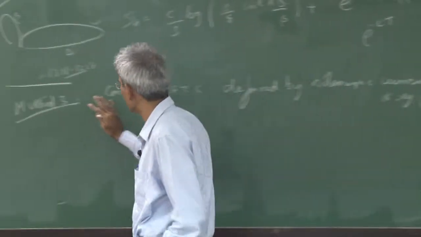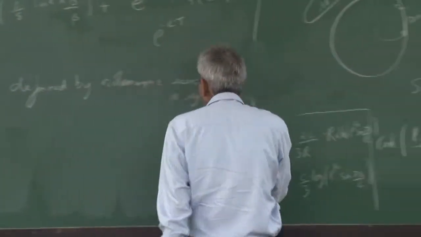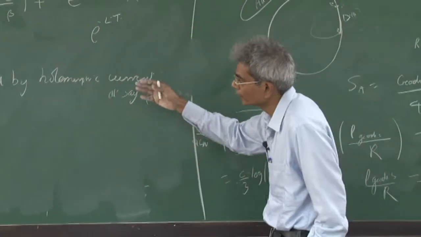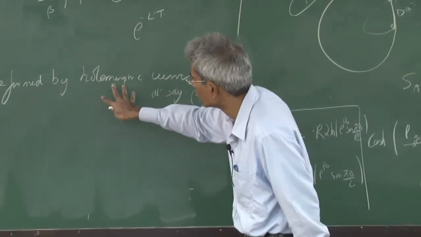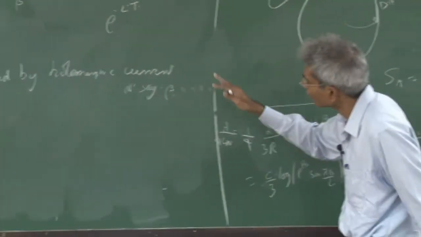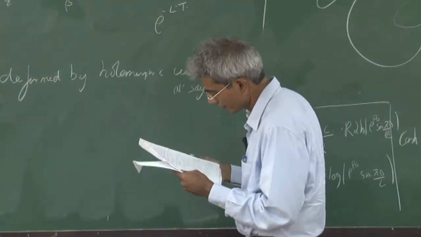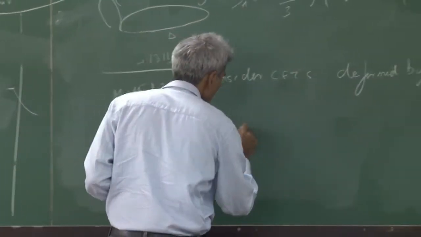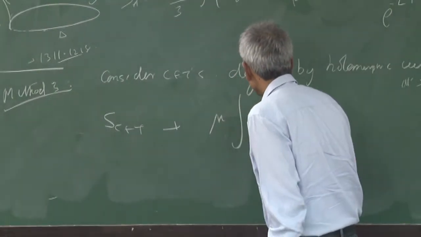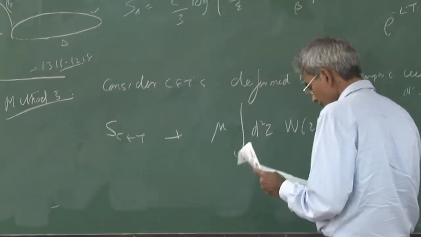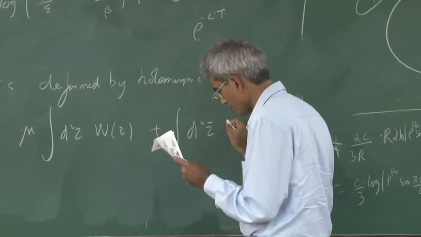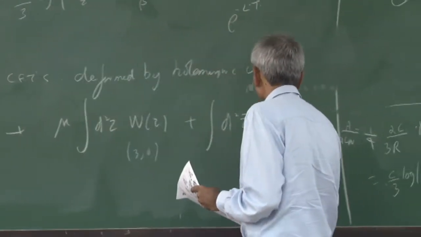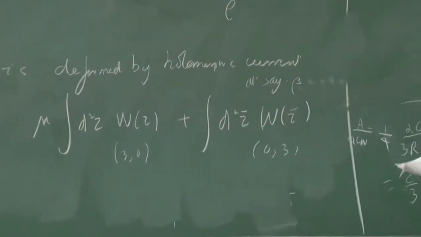Okay, but what we will do here is basically consider method 3, where we are considering CFTs deformed by holomorphic currents. In fact, we will discuss the spin 3 current, but we have also done spin 1, the stress tensor and so on. And the CFT's temperature is held at beta. So let me make it concrete. We have S_CFT plus mu ∫d²z W(z) plus mu-bar ∫d²z̄ W̄(z̄). So this is some spin 3 current. You can do spin 1 or spin 2 current.